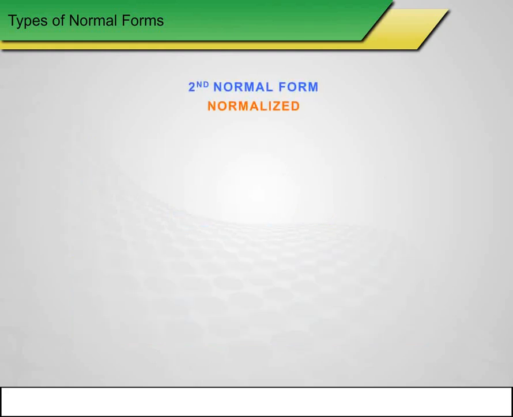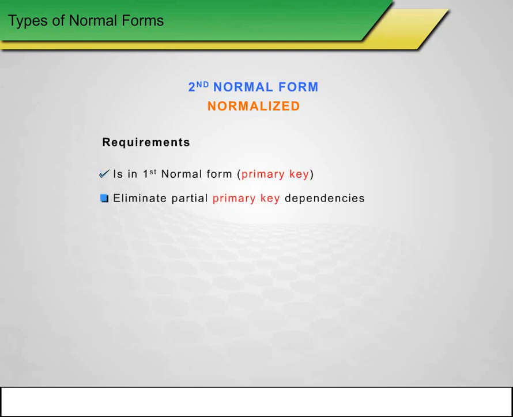Second normal form, normalized. Requirements: is in first normal form, has a primary key, eliminate partial primary key dependencies. Non-key columns must depend on all of the composite primary key.